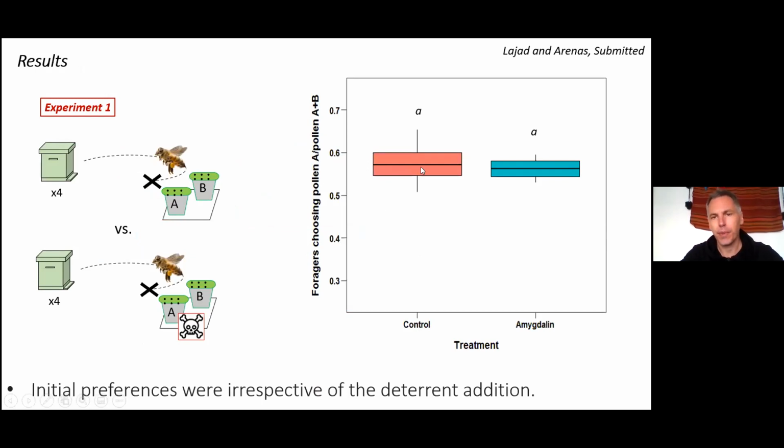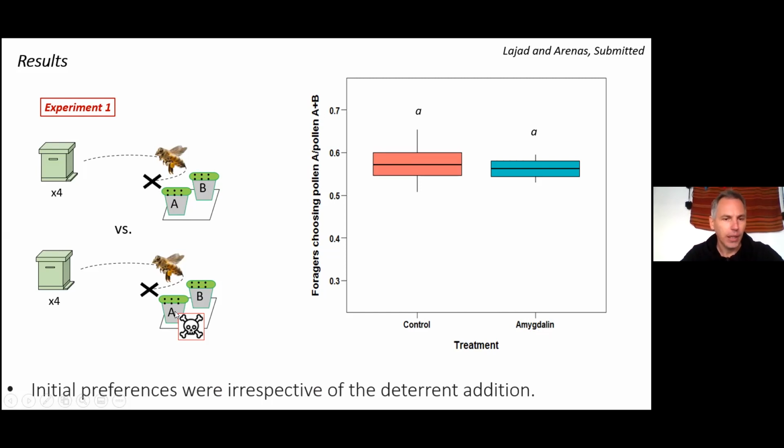Control colonies. Here, first of all, I would like to mention what we got. Those are foragers choosing pollen A over the total number of foragers using pollen A plus B. Here we have the two treatments: control, where bees had the opportunity to forage between unadulterated pollens, and the treatment called amygdalin.